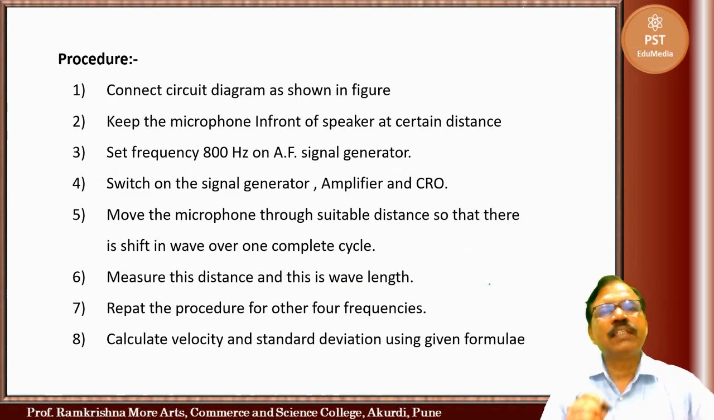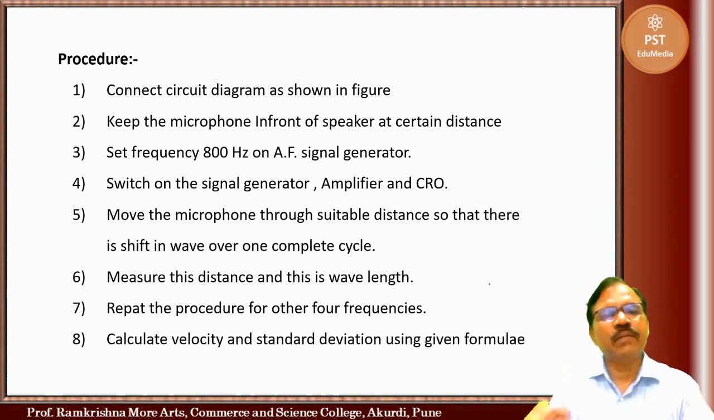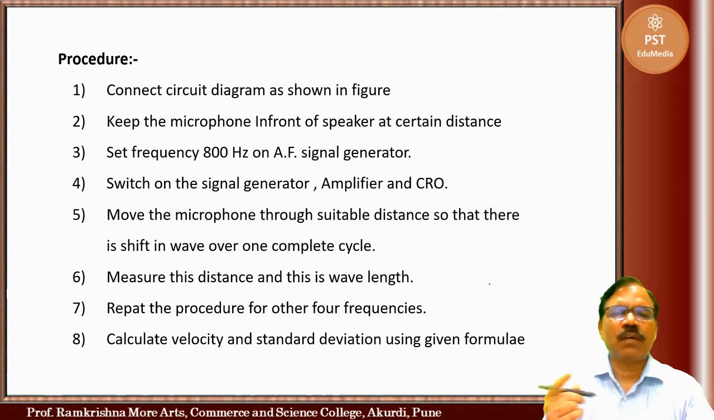So the procedure is: connect the circuit diagram as shown in the figure. Keep the microphone in front of the speaker at a certain distance. Set frequency 800 Hz on the AF signal generator. Switch on the function generator, amplifier and CRO. Move the microphone through a suitable distance so that there is a shift in wave over one complete cycle. Measure this distance and this is the wavelength. Repeat the procedure for 4 other frequencies. Calculate velocity and standard deviation using the given formulae. So this is the simple procedure.